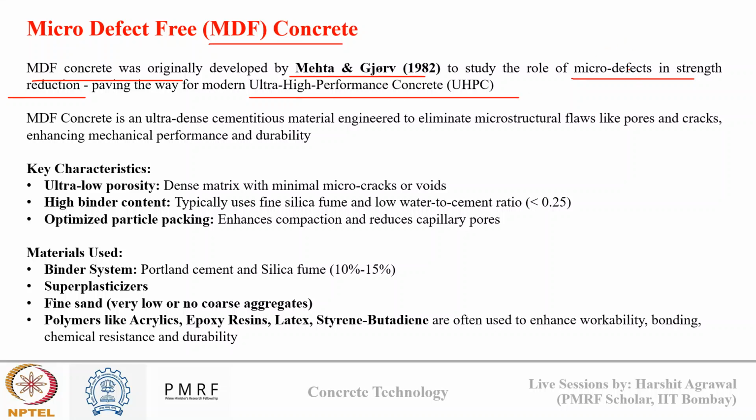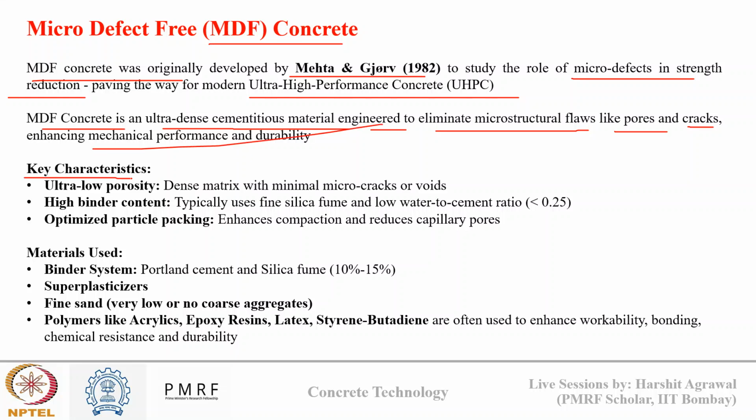So their understanding about how defects affect the strength gave the idea of how we can prepare an ultra high performance concrete. We will just have a quick glance at what a micro defect free concrete is, its characteristics, and its composition. A micro defect free concrete is an ultra dense cementitious material which is engineered to eliminate all kinds of microstructural flaws like porosity and cracks. By eliminating these flaws, we enhance the mechanical performance and durability of concrete.